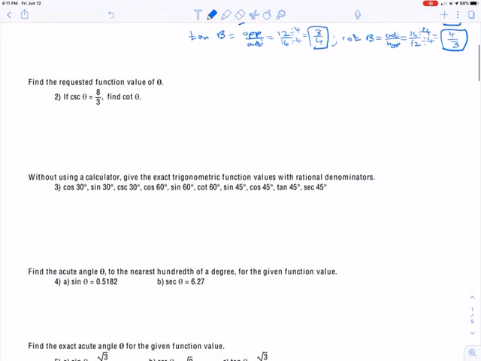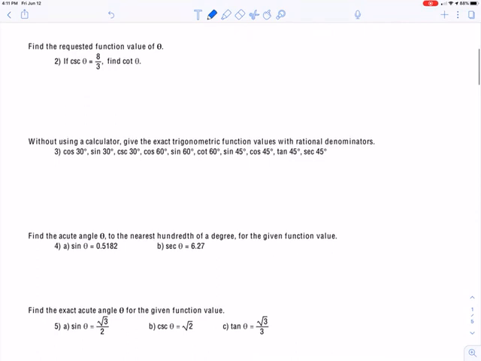All right, going to problem number 2. It says if cosecant of angle theta is equal to a function value of 8/3, what's the cotangent of angle theta? Now, with the function value being positive, we could think about an acute angle, a quadrant 1 angle. I'm going to use right triangles to show it.